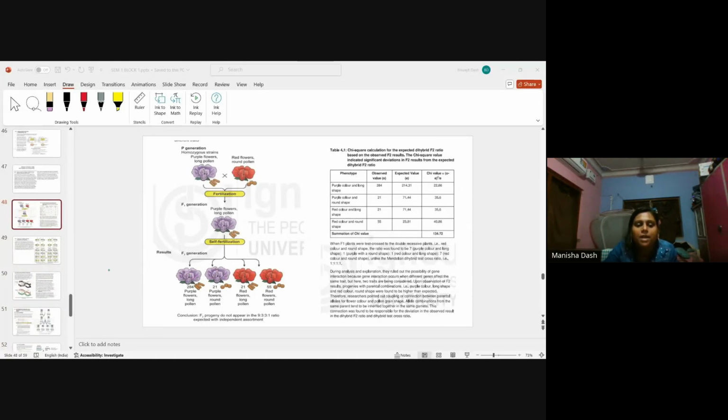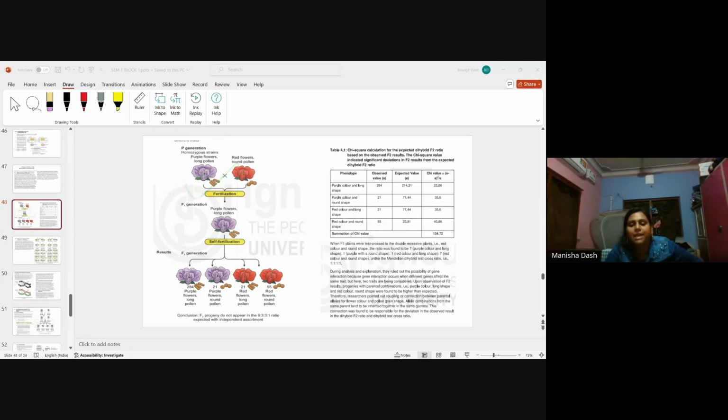9:3:3:1. But what was observed, the phenotypic ratio was something different. So what was the ratio? Now the ratio was somehow 14:1:1:5. So this is a complete violation of the Mendelian dihybrid cross. So why is this kind of thing happening? Now this is because of a phenomenon called linkage.